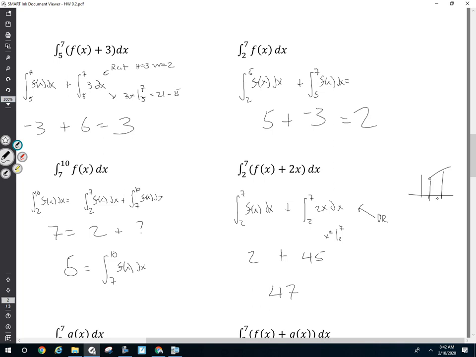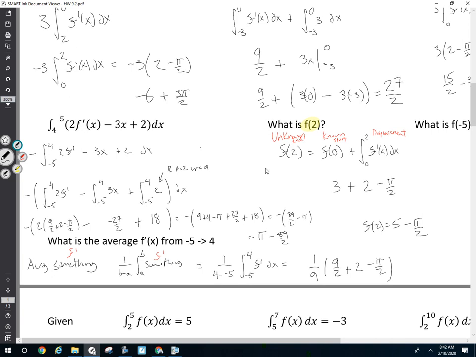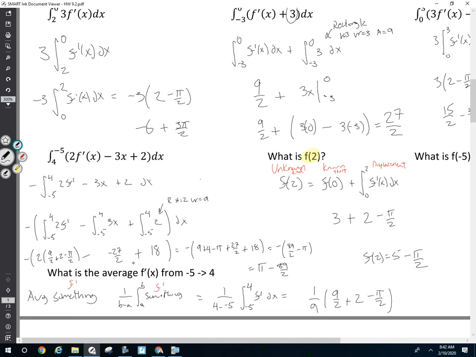That's a trapezoid. We have 1/2 a base length of 7 minus 2, which is 5. Then the heights: 2x at 2 is 4, and 2x at 7 is 14. So we got 18. I could divide that by 2, which is 9, times 5, and all of a sudden I got 45. So I actually could go back up here, and for this 3x, I got 27 halves.